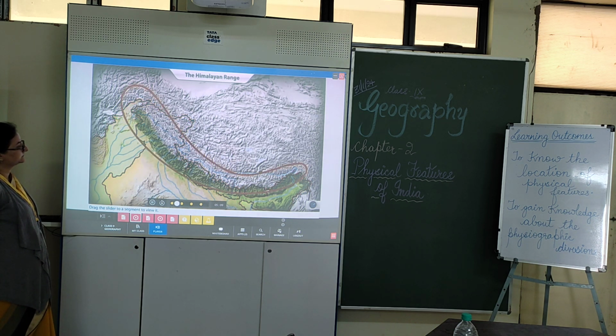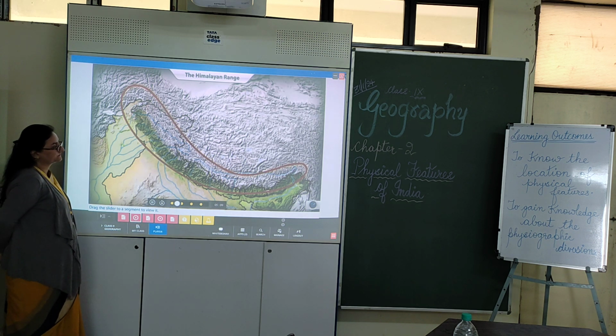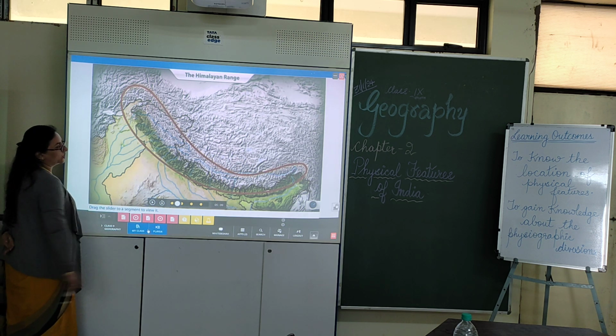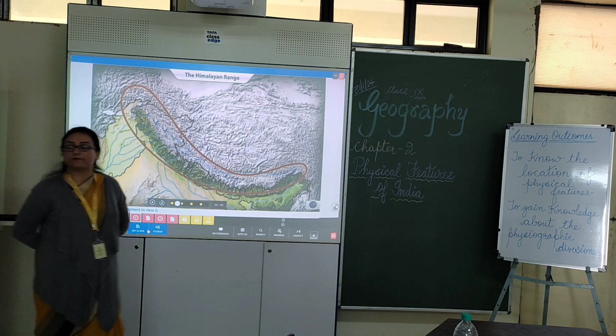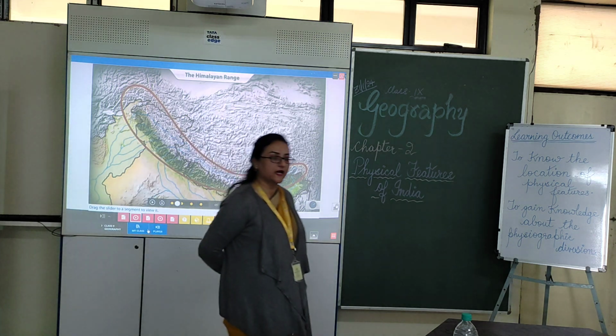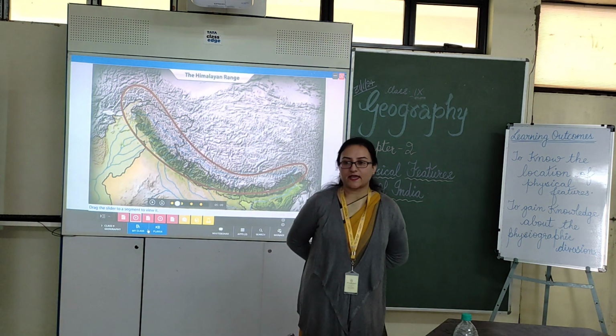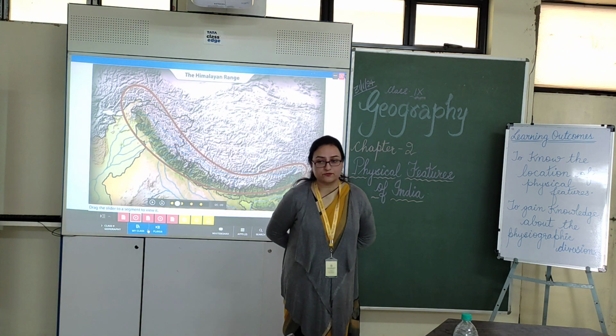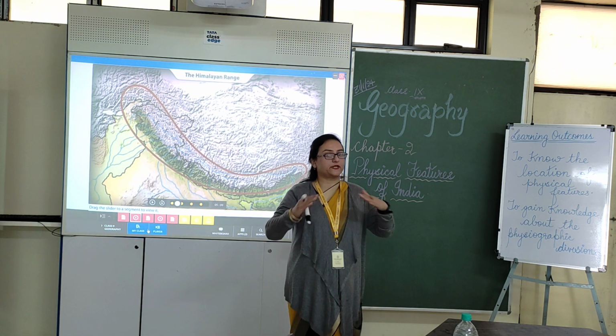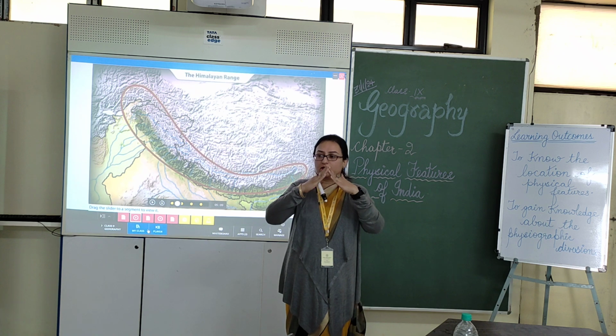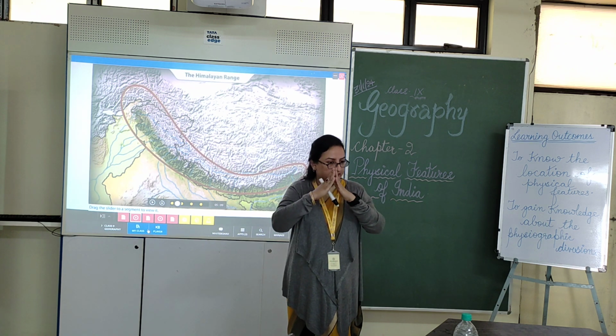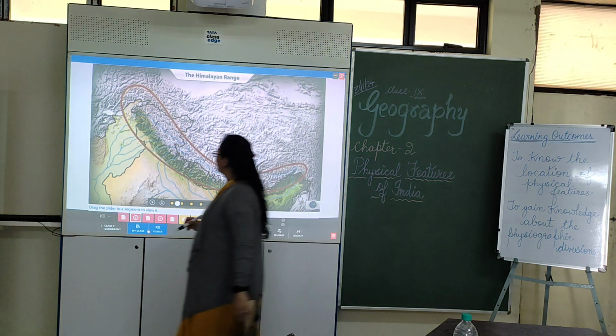The Himalayan range is long and narrow. So they are young fold mountains. Now what do you understand by the words young and fold? Young means they are not very old mountain ranges, they are young, and fold mountains means they have been formed with the folding of the tectonic plates. Okay. So that is how they have been formed.